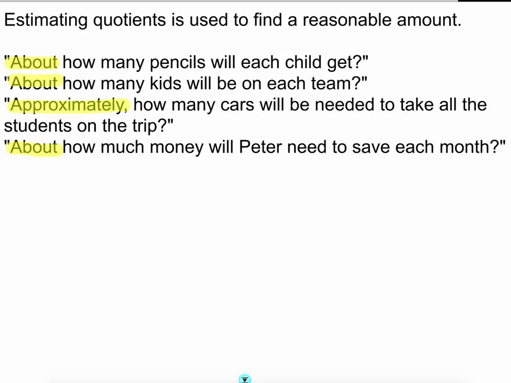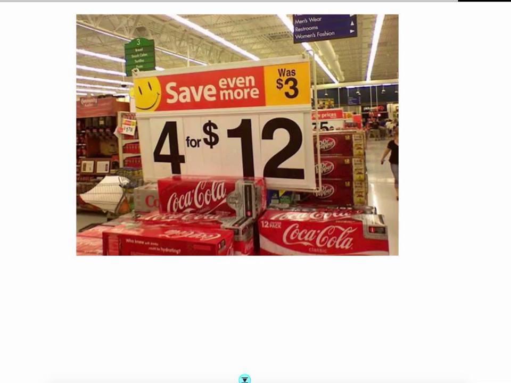So before we can solve any estimating quotient word problems, we need to know the skill first so that we can apply it to a word problem. So we're going to do some practicing. And this is just an example in the real world. When you see something that says 4 for $12, right?